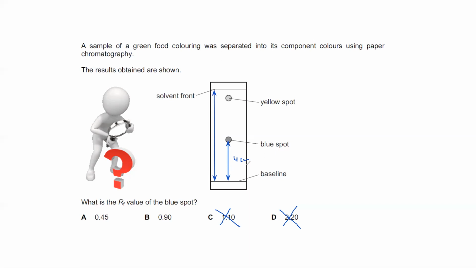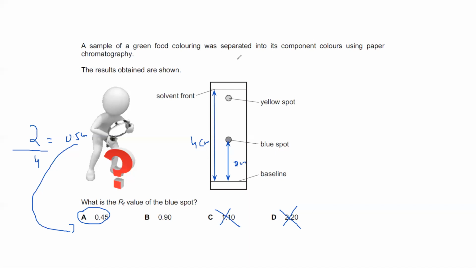You're talking about the spot position, that's 4 centimeter you measured, and what about the solvent? The solvent came 4 cm. Okay. And what about the spot for you? Almost 2. Okay, you can take 2. Example, you got a 2. So what is the RF value? Distance moved by spot divided by distance moved by solvent front. 2 divided by 4. So it is 0.5. So 0.5 is approximately the same as 0.45. So A is the right answer.